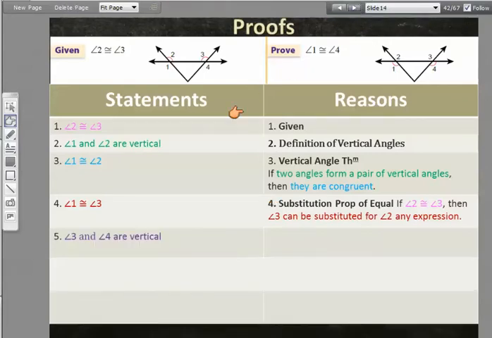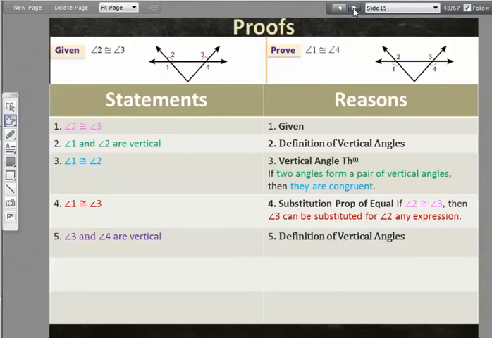Okay, so next, angle 3 and angle 4 are vertical. I kind of went off all of a sudden. I'm not working with this anymore, all of a sudden I'm worried about angle 3 and angle 4. But remember, I'm having to prove angle 1 and angle 4 are congruent. So if I can prove angle 3 and angle 4 are congruent, then by default, 4 has to be congruent to 1. And again, I just wrote definition of vertical angles here.